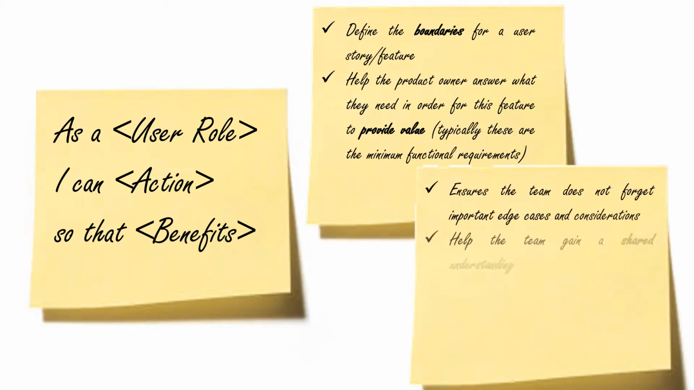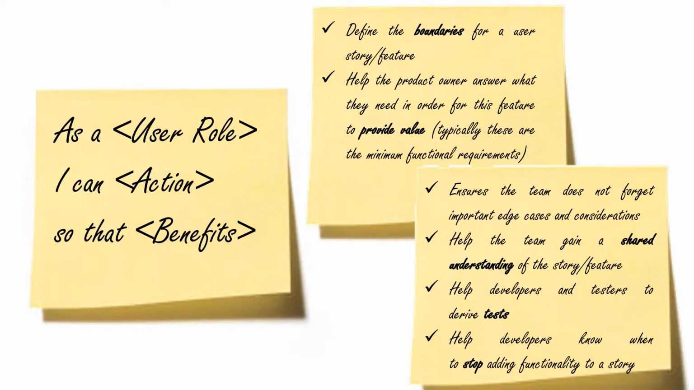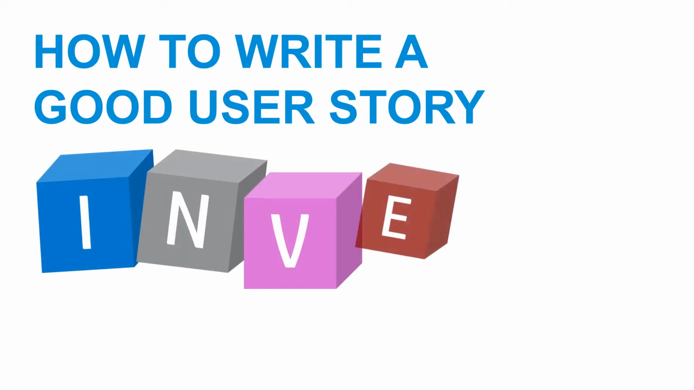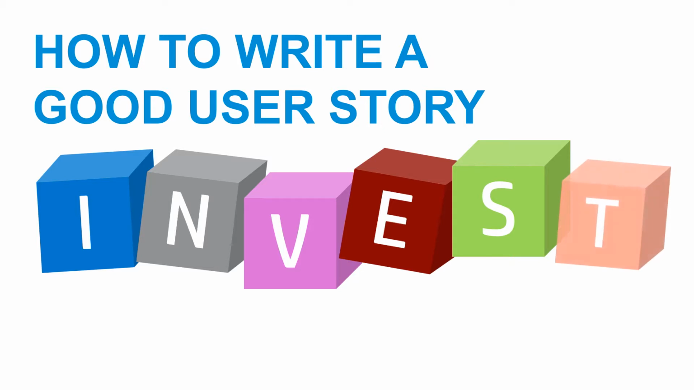Ensure the team does not forget important edge cases and considerations. Help the team gain a shared understanding of the story or feature. Help developers and testers to derive tests. Help developers know when to stop adding functionality to a story. The test for determining whether or not a story is well understood and ready for the team to begin working on it is the INVEST acronym.